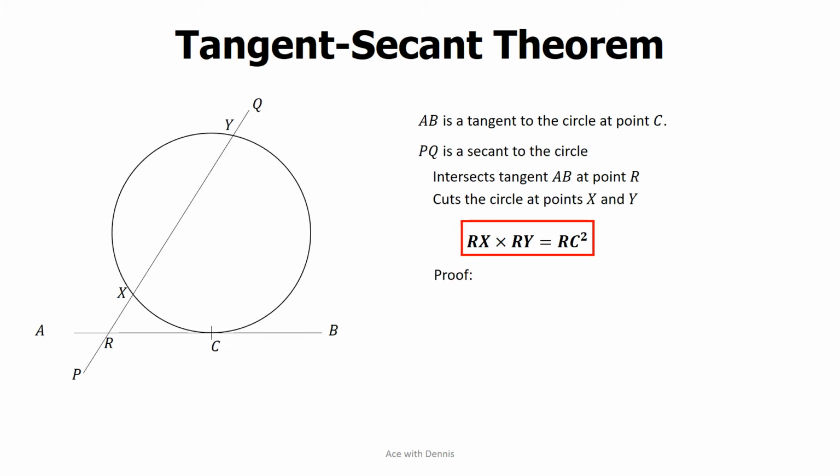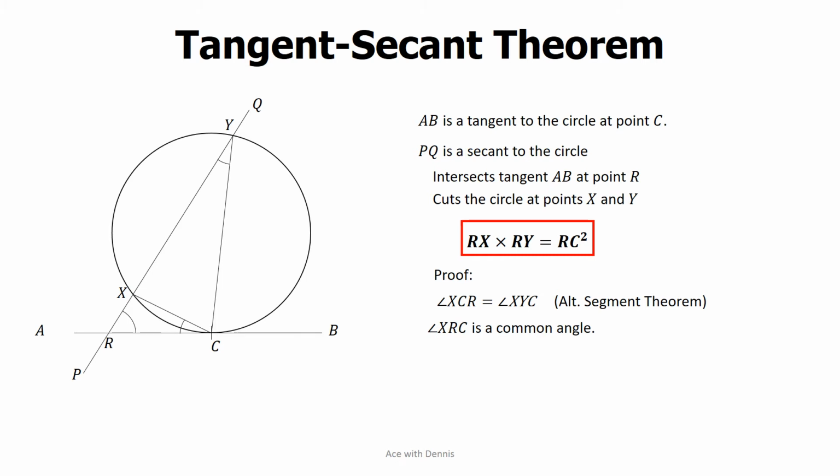Here is the proof of the Tangent-Secant Theorem. First, we draw a straight line joining point C and Y, and another line joining point X and C. And let's look at this angle. We know that angle XCR equals angle XYC because, based on the alternate segment theorem which we have discussed previously.